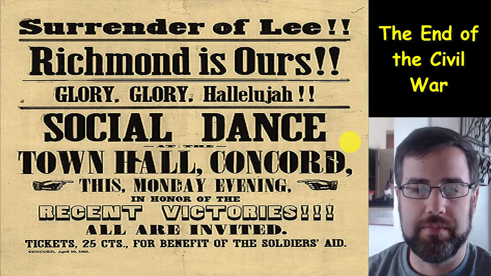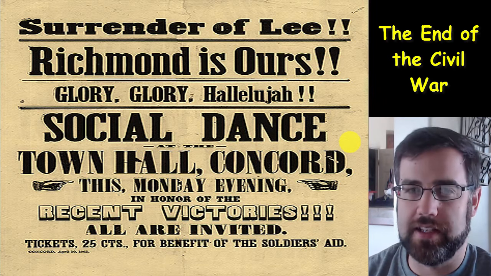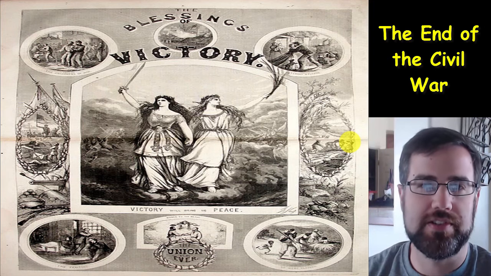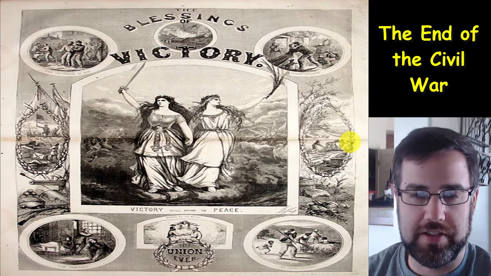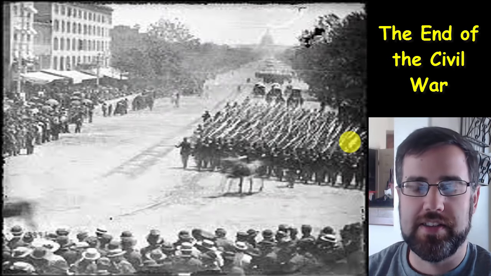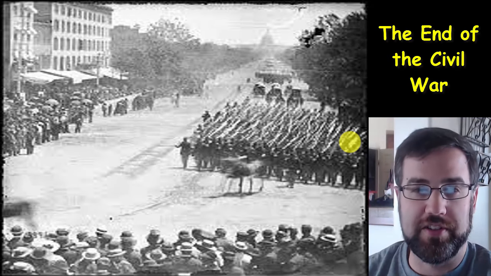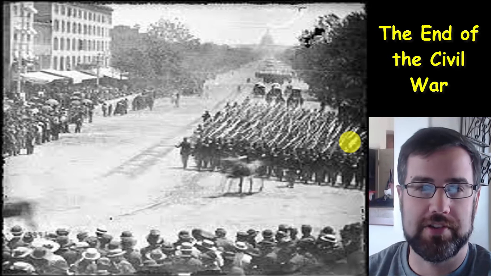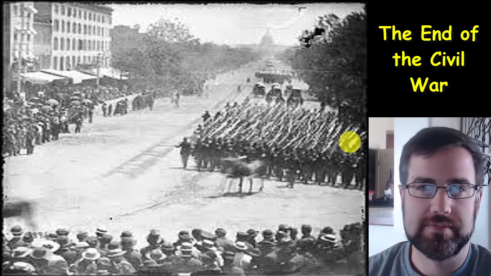Here you can see a sign about the end and some dances afterwards, and a victory here, the Union being brought back together. And then here's a photograph of the Union Army marching through Washington, D.C. that we saw earlier with that drawing.